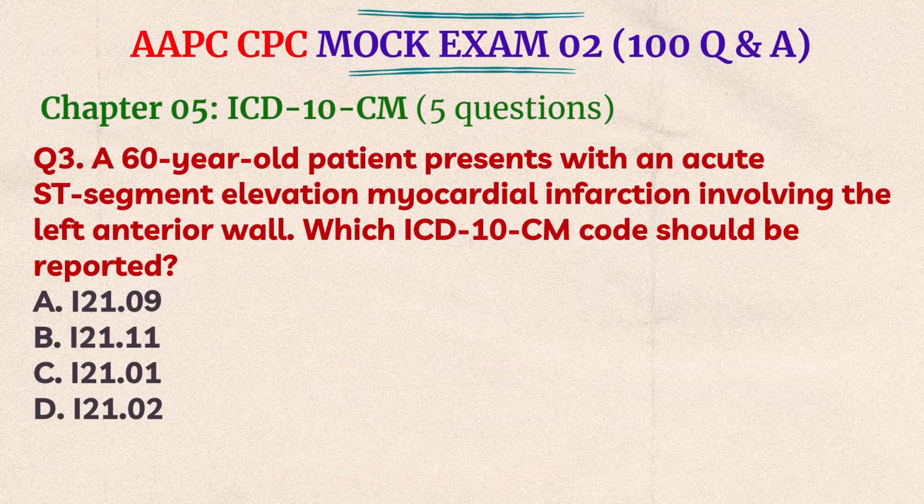Question number 3. A 60-year-old patient presents with an acute ST segment elevation myocardial infarction involving the left anterior wall. Which ICD-10-CM code should be reported? So there are 4 codes available. Take your ICD-10-CM code book and find the answer. Here you have to highlight this is acute ST elevation MI involving the left anterior wall.